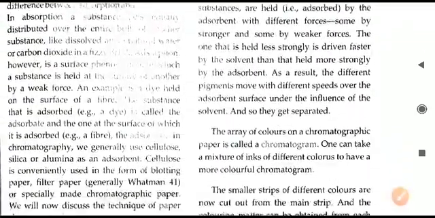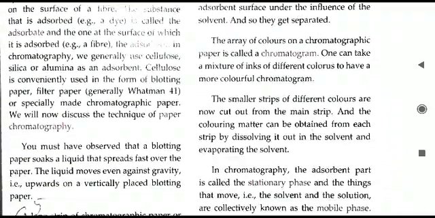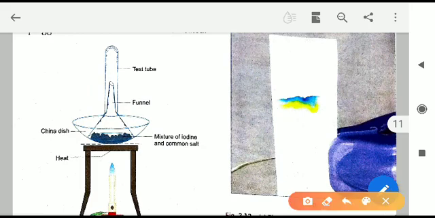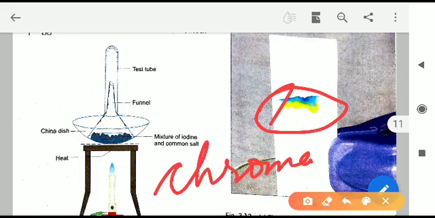So different types of chromatography are there, and the array of colors which we are able to see, as I showed you in the photograph, is called a chromatogram. Like here, these different colors are visible in this paper. This is called what? This is called a chromatogram.